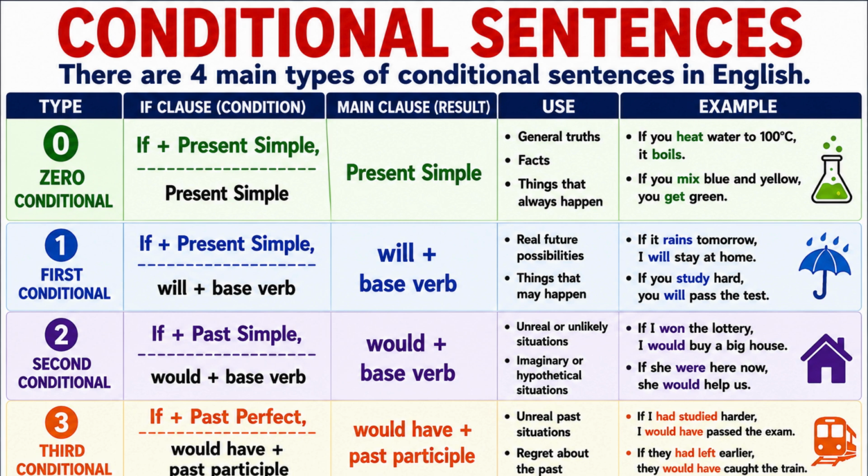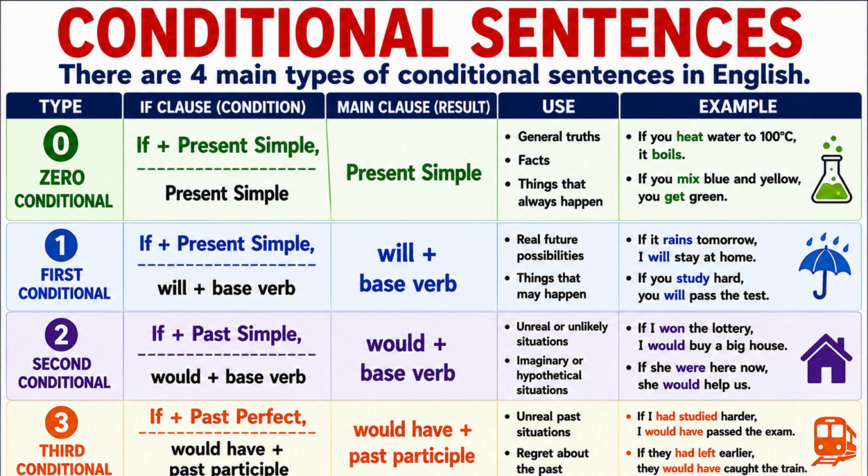2. First conditional. Use. The first conditional is used for real future possibilities, likely situations, warnings, promises. Structure. If plus present simple, will plus base verb. Examples: If it rains tomorrow, I will stay at home. If you study hard, you will pass the exam. If she calls me, I will answer. If they arrive early, we will start on time.